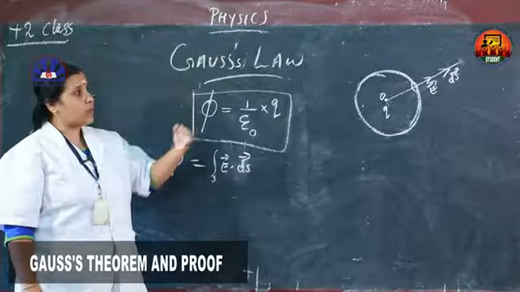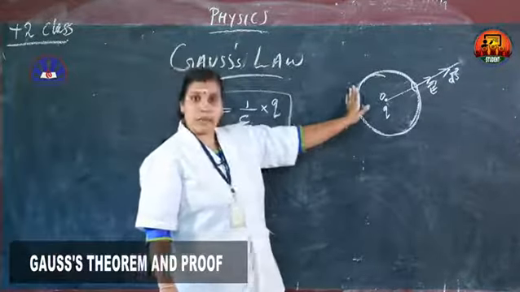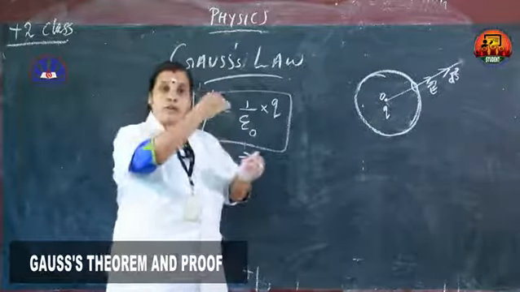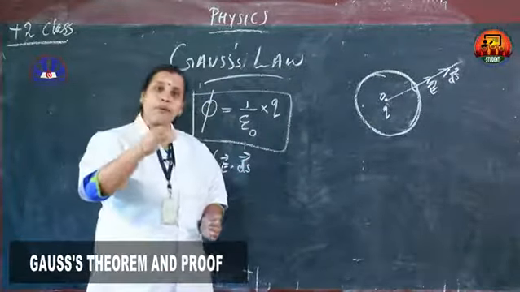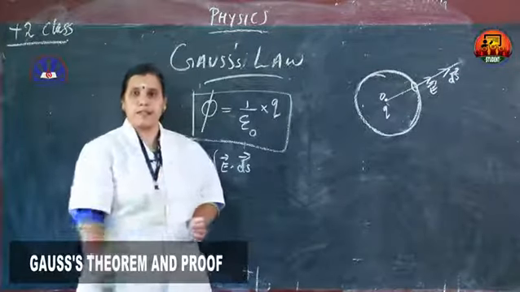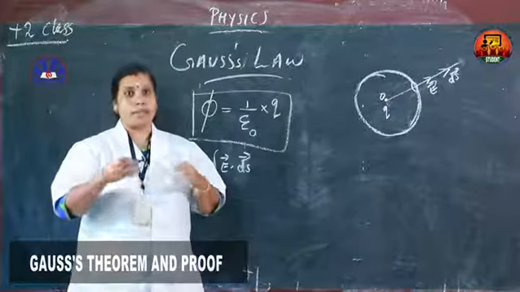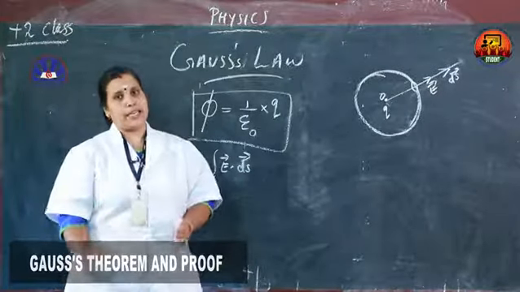Now how will you find the total flux? In order to find the total flux, you have to divide the entire surface into small surfaces, calculate the small flux across each such surface, and add it. That is the procedure. For that, in mathematics, we will do the process of integration.